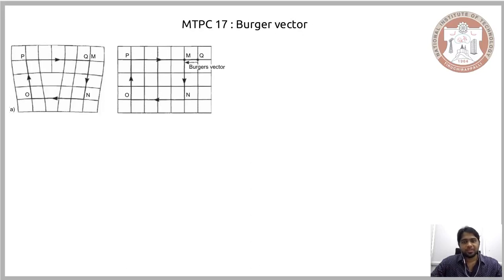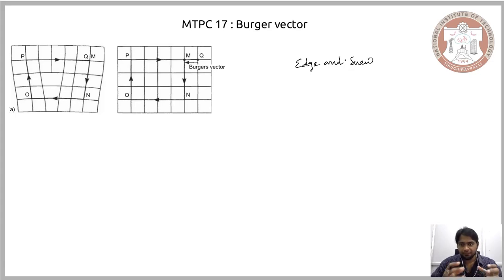Hello friends, in these lectures we have been considering a particular defect that largely governs plastic deformation in a material. Now this defect we refer to as the dislocation. In the previous lecture we saw that there are two forms of dislocations, and these are referred to as the edge and screw dislocation.